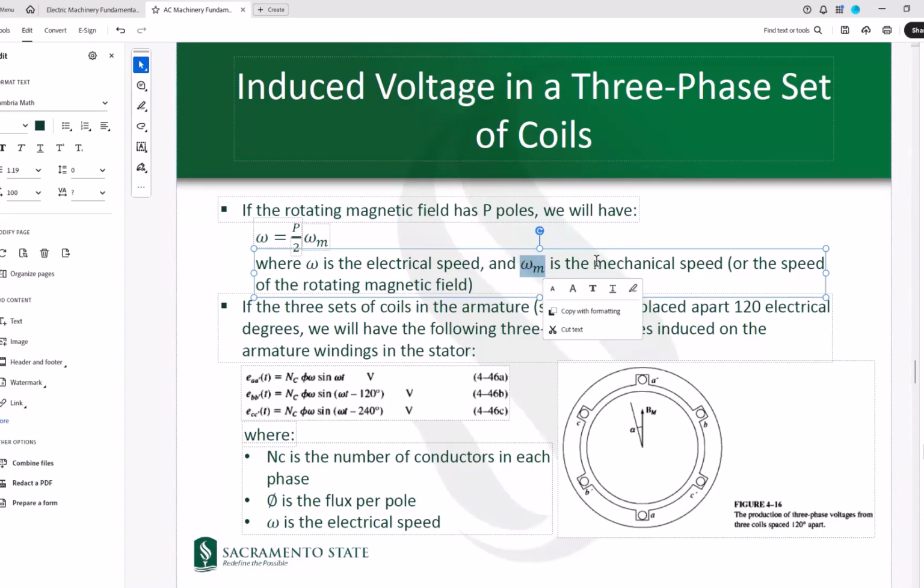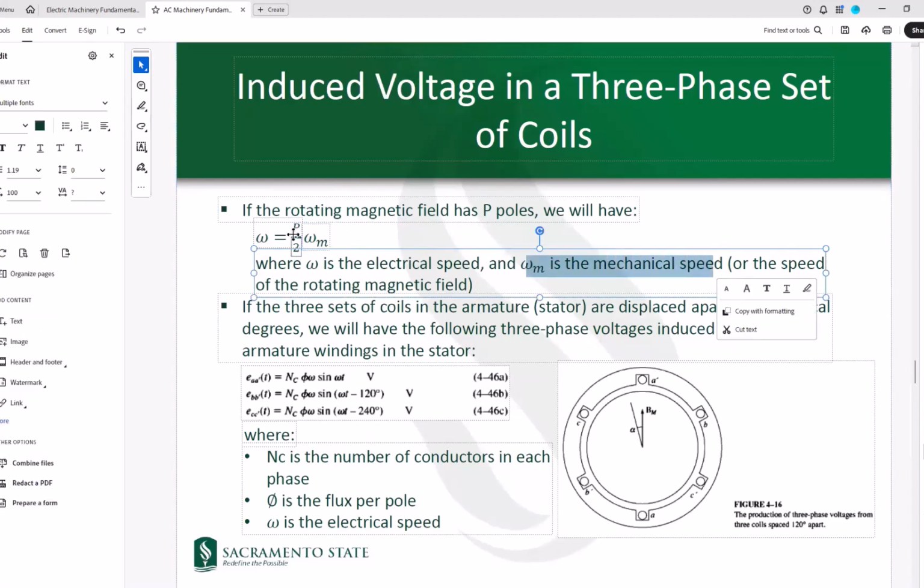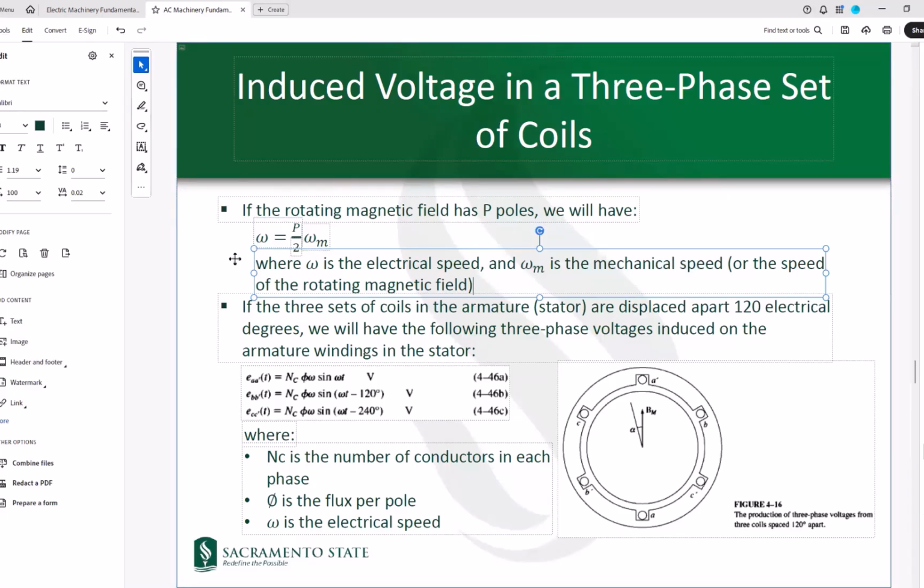But then depending on how many poles your machine has, the electrical speed would be p over 2 times the rotational speed that you're watching with your eyes. So what you see with your eyes is a mechanical rotation speed. If your machine is a two-pole machine, that would be the same as the electrical angular speed, if that makes sense. But if you have a 4-pole machine, and you're seeing, for example, 10 RPM, then in terms of your electrical degrees, you would see 2 times that. So based on this relationship.